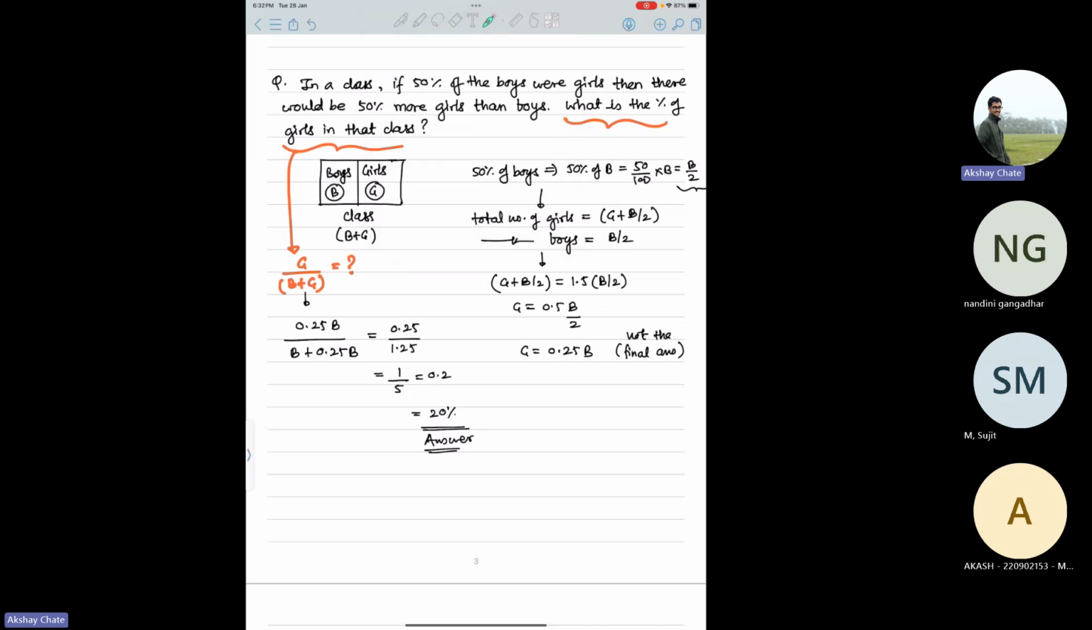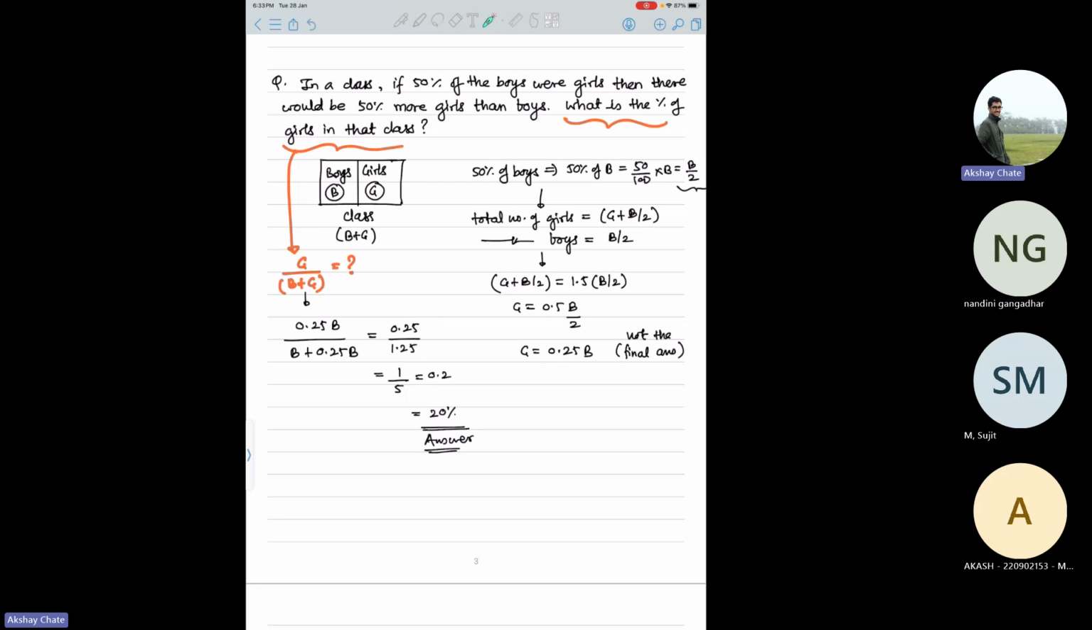So see, this is the first part of your statement. That is what is written here, g plus b by 2. And they are saying that then there would be 50% more girls than boys. So once b by 2 boys shift to the girls' side, total girls will be g plus b by 2, and the boys will be only b by 2, because half of them shifted to the girl side. And that means this number is 50% more than this number.